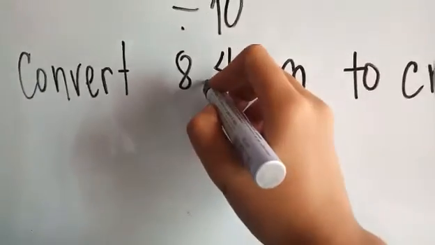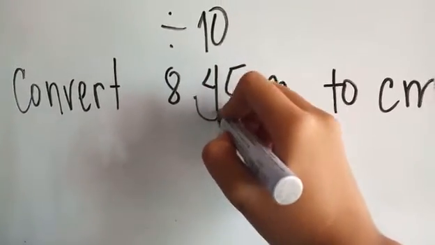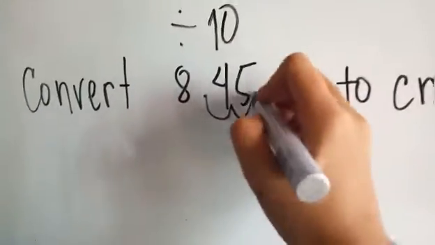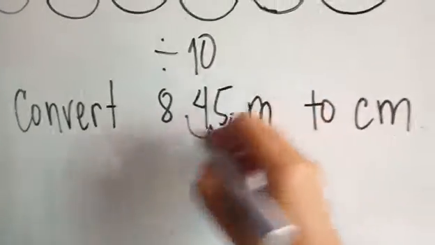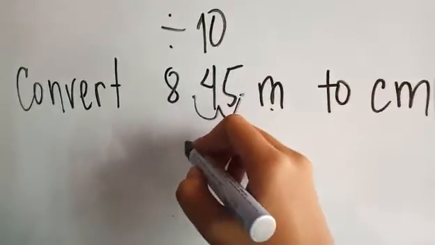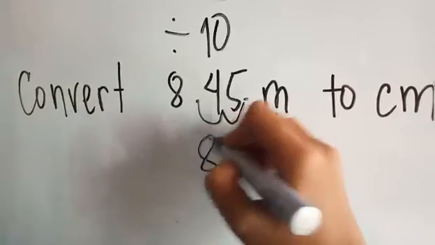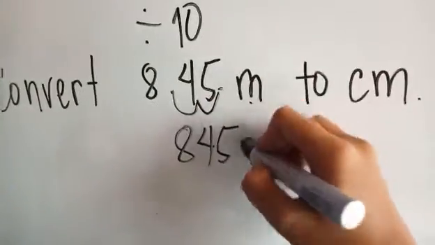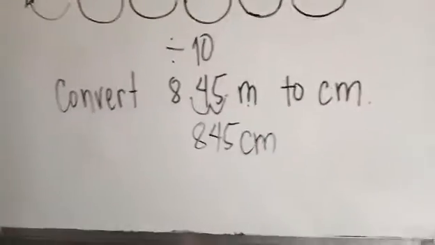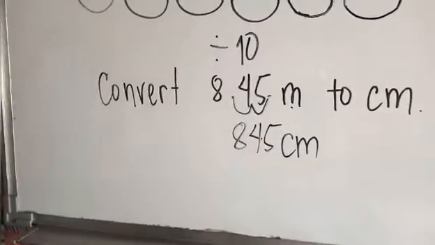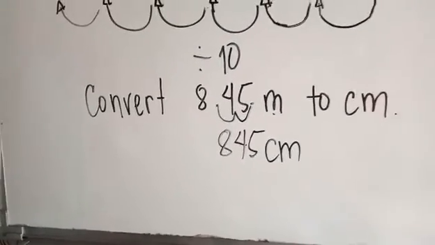So, we move 2 times. So, 1, 2. So, here is the point. Our 8.45 meter will become 845 centimeter. So, that's how simple it is. Next example.